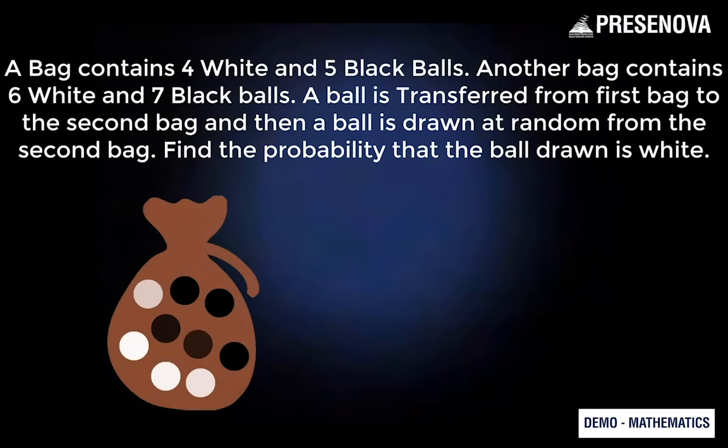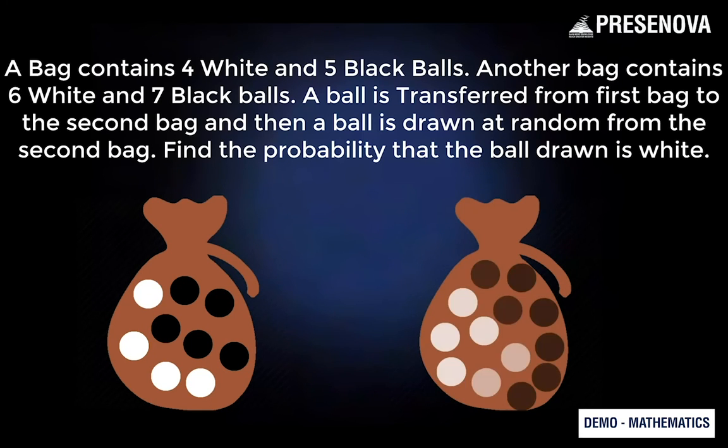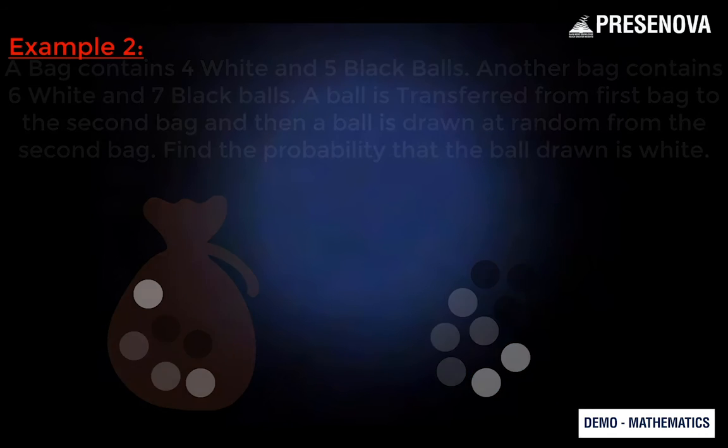A bag contains 4 white and 5 black balls. Another bag contains 6 white and 7 black balls. A ball is transferred from the first bag to the second bag, and then a ball is drawn at random from the second bag. Find the probability that the ball drawn is white. Here, we shall be looking at this in 2 different ways, because a white ball can be drawn from the second bag in 2 mutually exclusive ways.